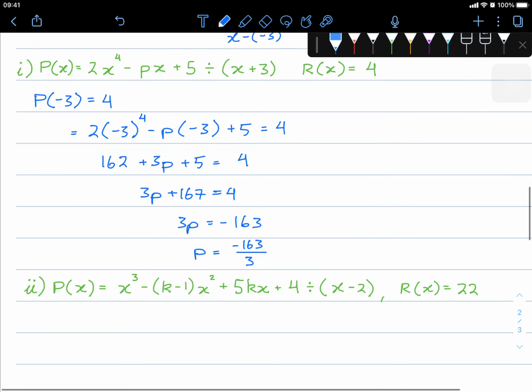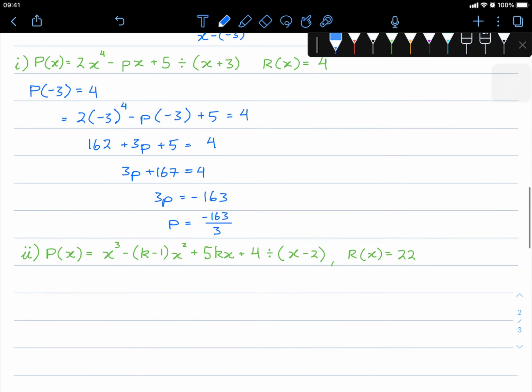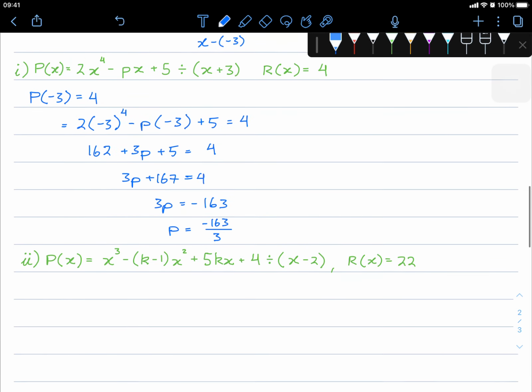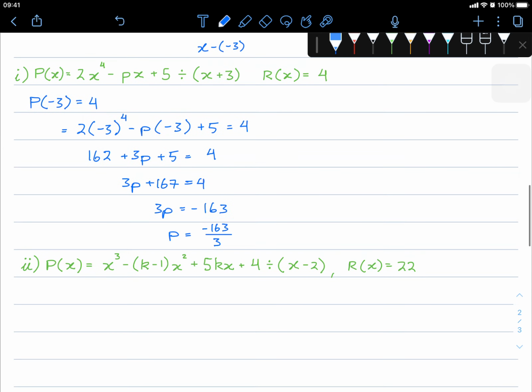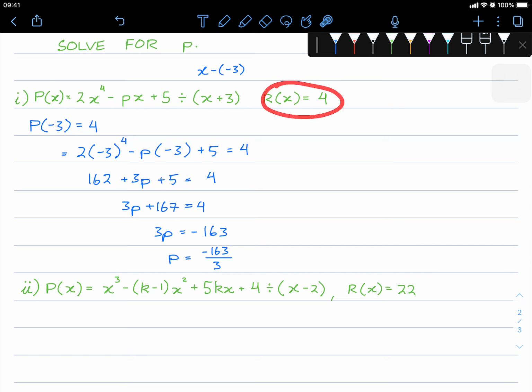Okay, and there we have it. Now there's another way which we could do it, but I'll show you that in another video. It's simple enough using this method, so let's just continue doing this.